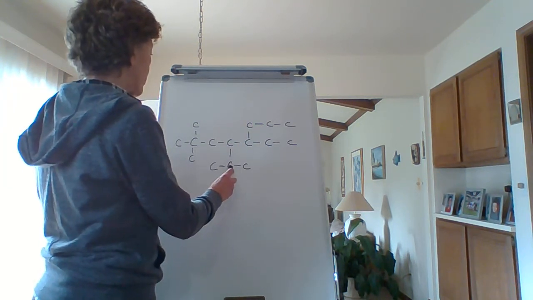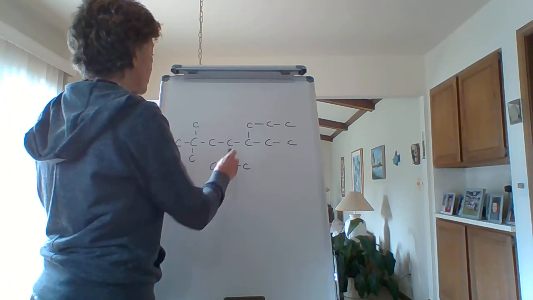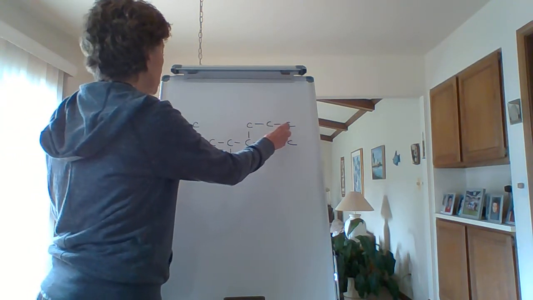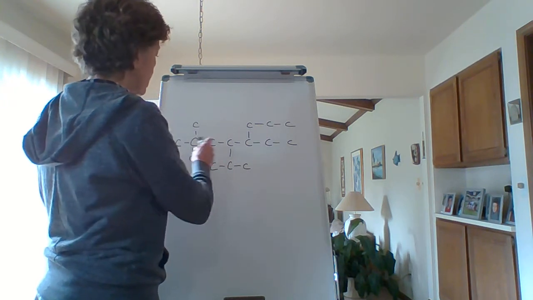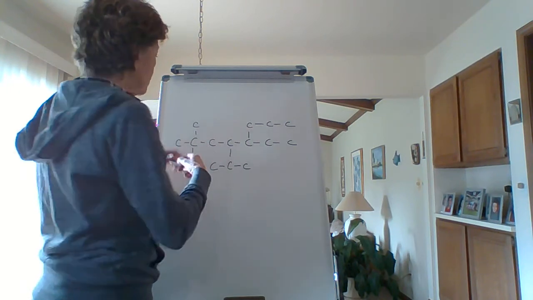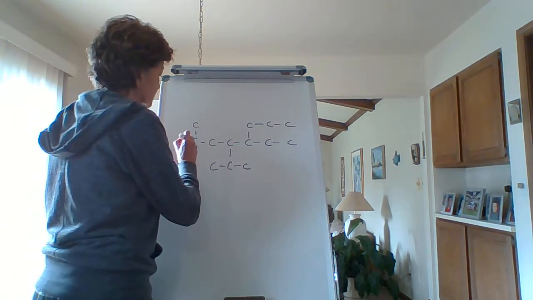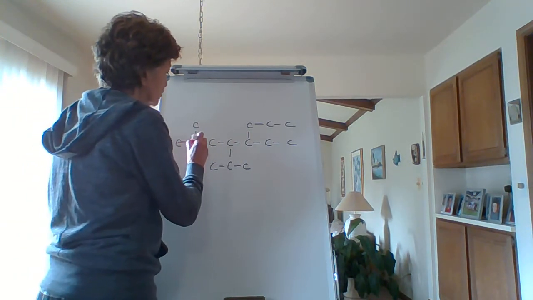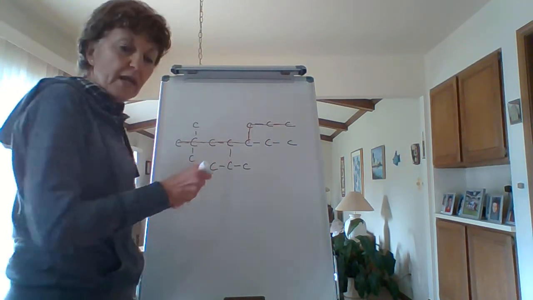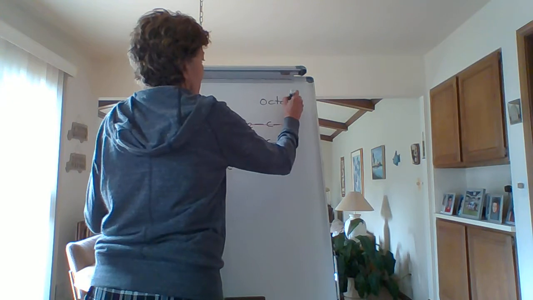If I go this way, 1, 2, 3, 4, 5, and go 1, 2, 3, 4, 5, 6, 7. Or 1, 2, 3, 4, 5, 6, 7, 8. So this would work. This would work. So, okay, good. So let's get our longest one, which is this one right here. Doesn't matter if you take this one or this one. So 1, 2, 3, 4, 5, 6, 7, 8. So our parent is an octane because we've got 8 carbons.